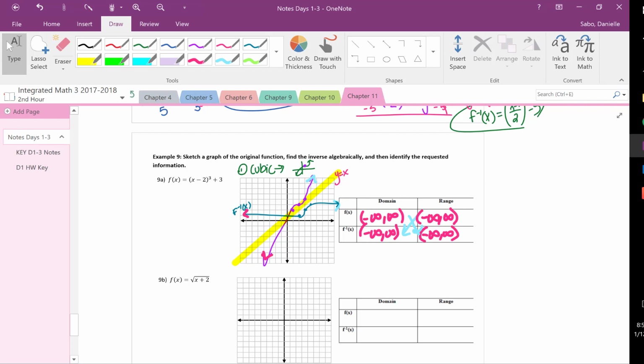Don't do the domain and range yet. I mean, you can try it, but I really want to make sure that you understand it. I'll explain it to you.